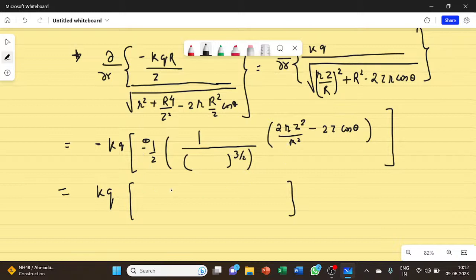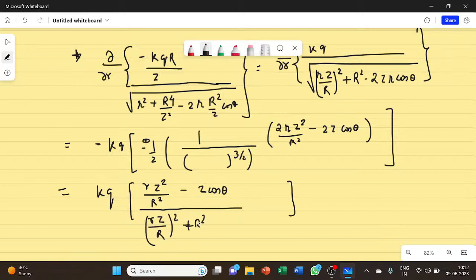I don't know why, but this remains here, so this minus minus is there. So I have this rz square upon capital R square, and then I have this, I've gotten rid of this 2, this minus of z cos theta divided by rz upon capital R whole square, then plus r square minus 2z small r cos theta whole raised to power 3 by 2. Okay, so this is my second term.